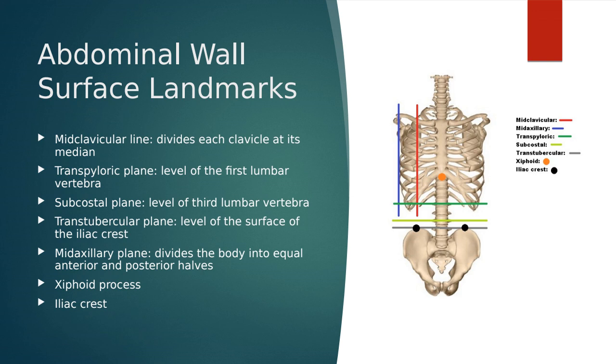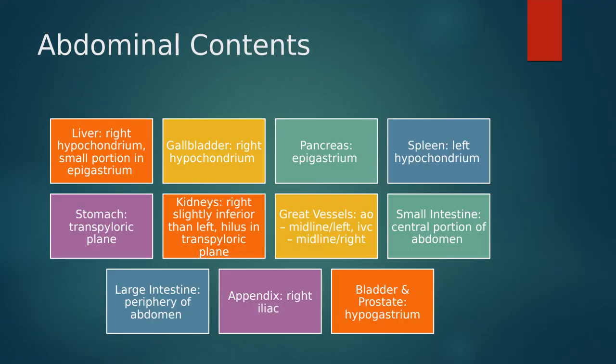We also have some abdominal contents that I need you guys to know where they are for this course. We get into more specifics as we move forward, but just prior to really getting started in lab, I want you guys to understand where these organs are typically located in the average patient. Our liver is located in the right hypochondrium with a small portion of it extending into that mid-epigastric region. We also have our gallbladder, which is situated in our liver, so it's still going to be in that right hypochondrium. Our pancreas sits upper and midline, so our epigastric region. Our spleen is on the left hypochondrium side.